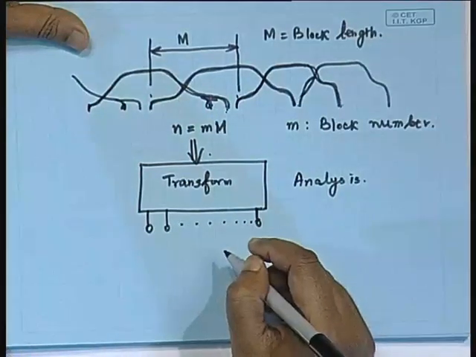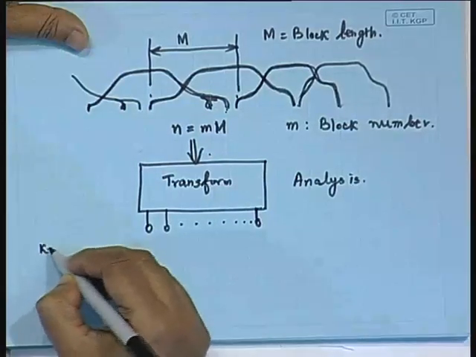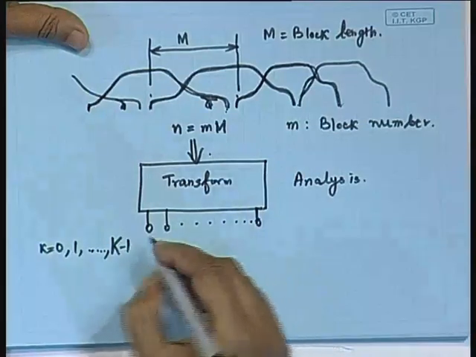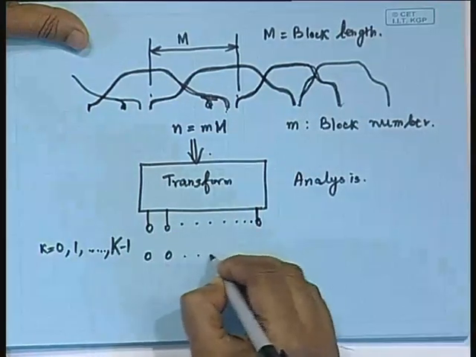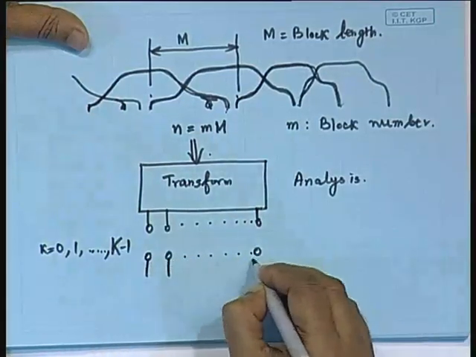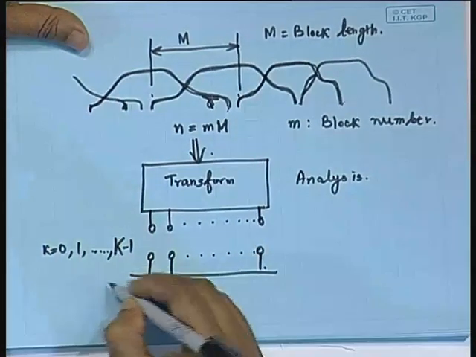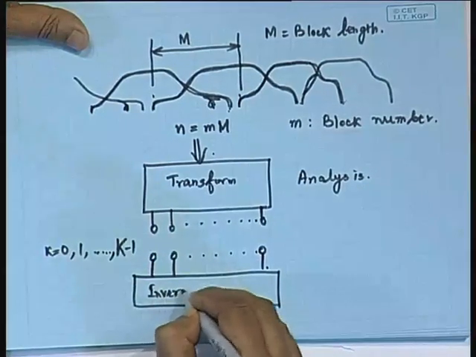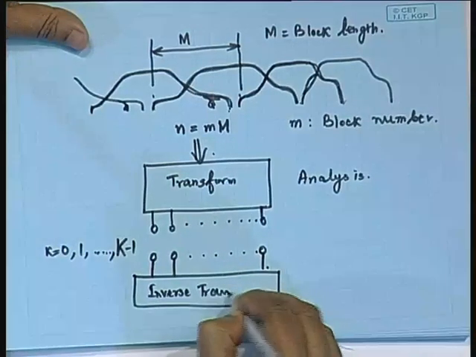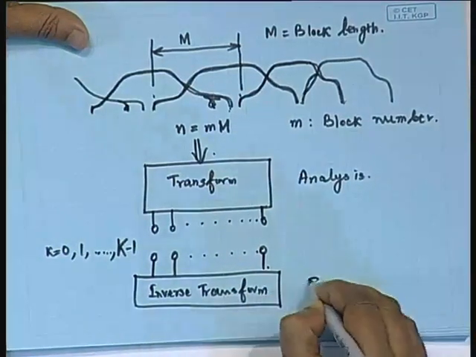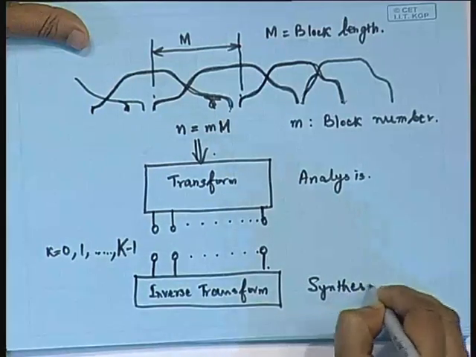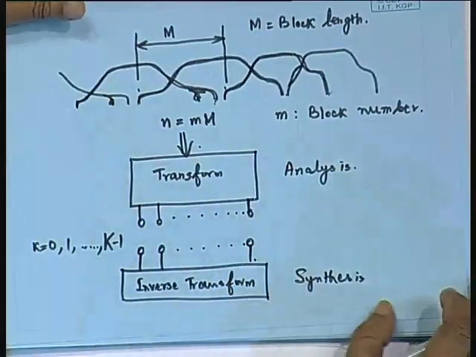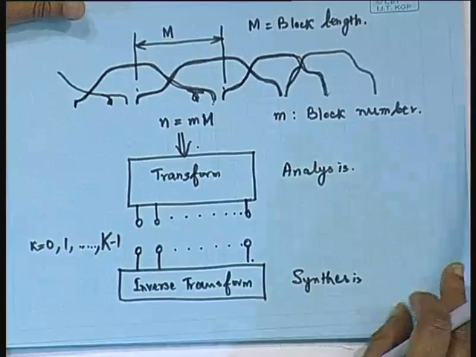Mind you, these are in the frequency domain, k equal to 0, 1 up to capital K minus 1. And here we have the inverse transformation. This is the inverse transform, and this is the synthesis part. Then, for the inverse transform output, what we do is we overlap and add.